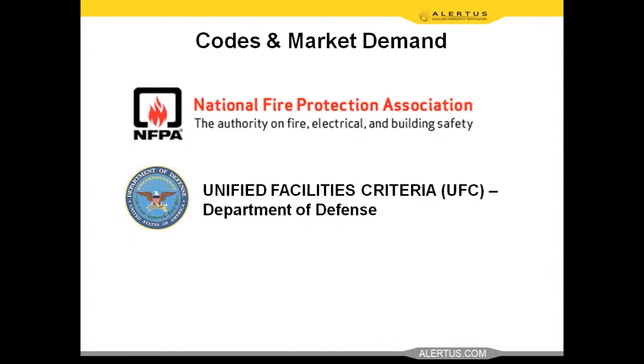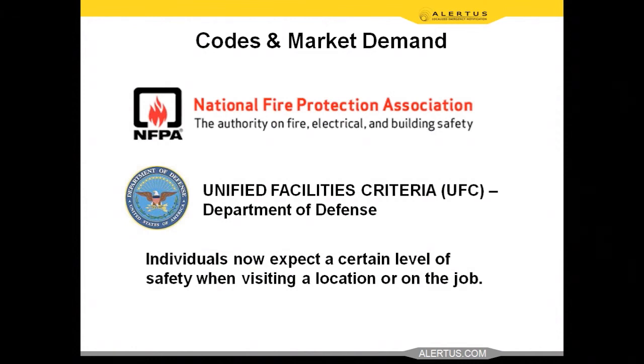So between a lot of these challenges, the code's evolving with recommendations and guidelines, and also we're actually seeing what I mentioned earlier that's pushing codes is our individuals within your facilities, on your campuses, expect a certain level of safety when visiting your location or on the job. So that's really been a huge driver of it, just the changes in society, the expectations of individuals of safety when they're in your locations is really driving this need for emergency mass notification and to solve some of these challenges of making sure that the message goes out.